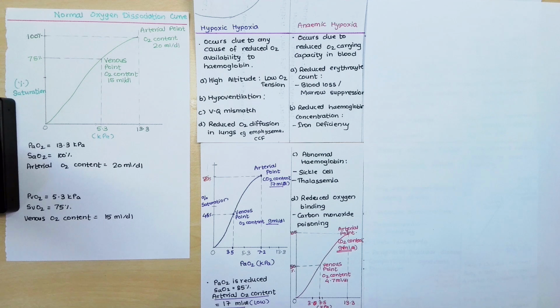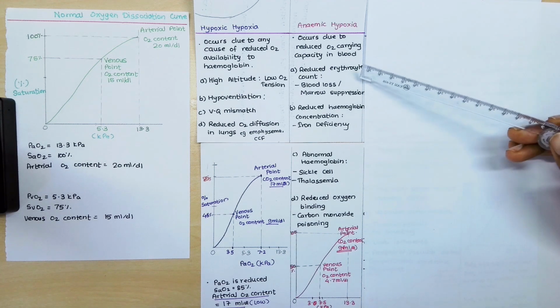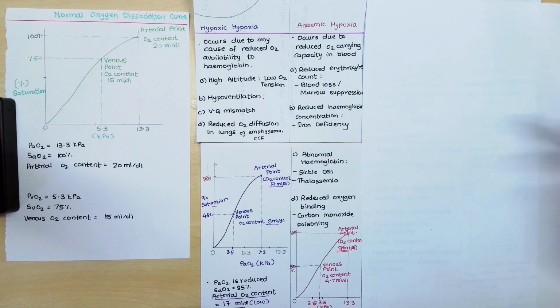Anemic hypoxia occurs due to reduced oxygen carrying capacity of the blood. The causes are reduced erythrocyte count due to blood loss or bone marrow suppression, reduced hemoglobin concentration due to iron deficiency, abnormal hemoglobin, for example, sickle cell anemia, thalassemia, and reduced oxygen binding, for example, carbon monoxide poisoning.